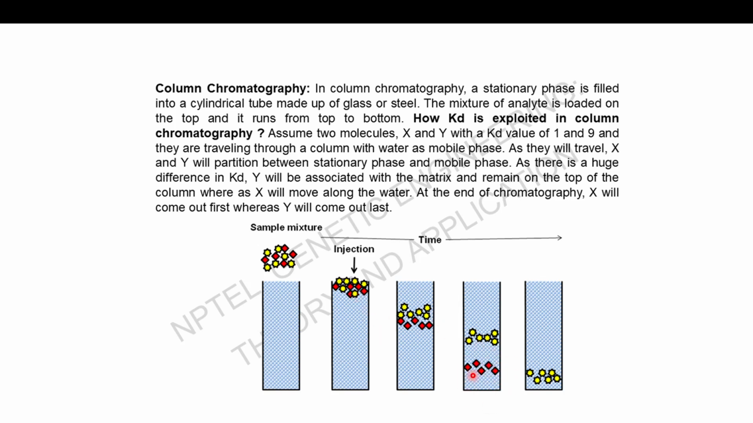In this case, the red squares. Okay. So as the mixture travels, it will partition between the stationary phase and the mobile phase. But because there's a huge difference between the Kd values, if the Kd value is lower, it will have very little affinity to the matrix or stationary phase. It will have a higher affinity with the mobile phase, and it will eventually be eluted out first, followed by the one that has a higher Kd value.